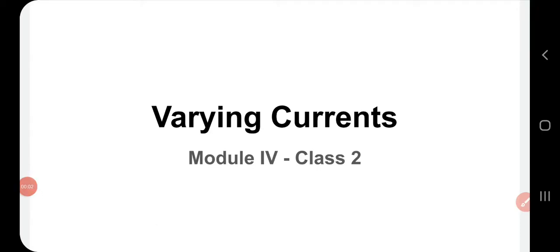Now, good morning. This is class 2 of our module 4, varying currents. In the last class, we studied the growth and decay of current in an LR circuit, that is, a circuit containing only the inductance L and the resistance R. Today we will learn about the growth and decay of current in a CR circuit, that is, a circuit containing only capacitance C and resistance R.